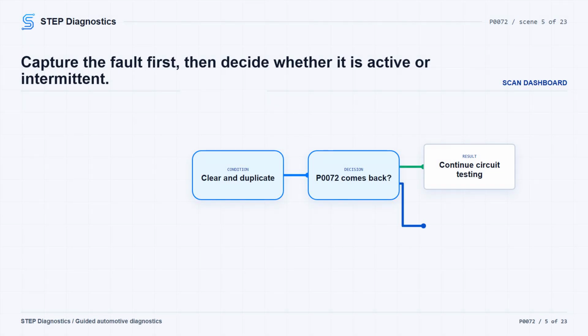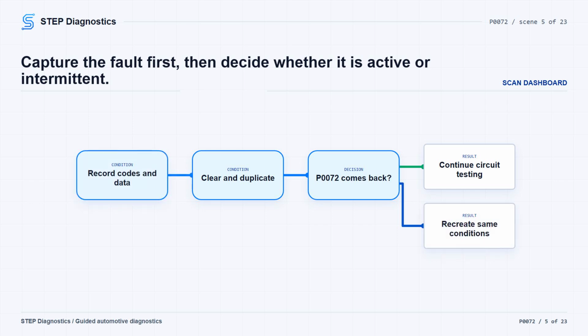Now read and record all codes and the captured operating data, and save a vehicle scan report if you may need it later. Review the captured conditions and the monitor conditions, then clear the codes and operate the vehicle or system to try to duplicate P0072. If the code returns or the condition is present, continue testing. If it does not return, treat it like an intermittent fault and try to reproduce the captured conditions instead of guessing.